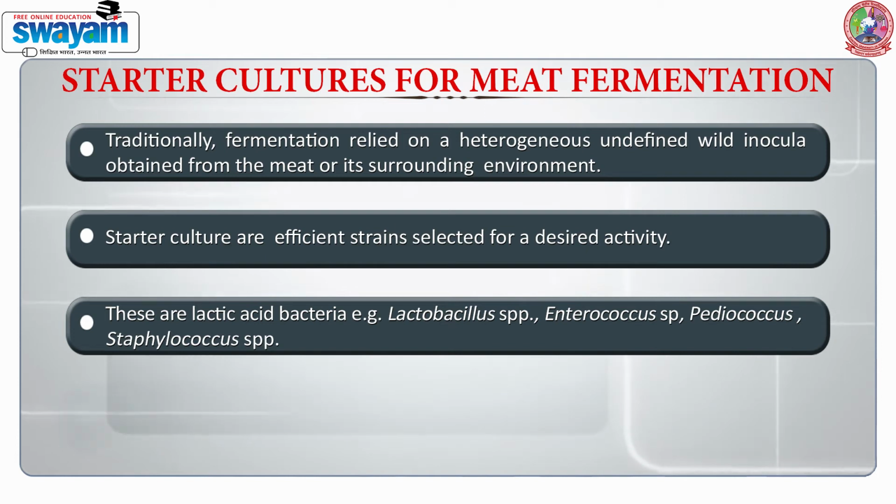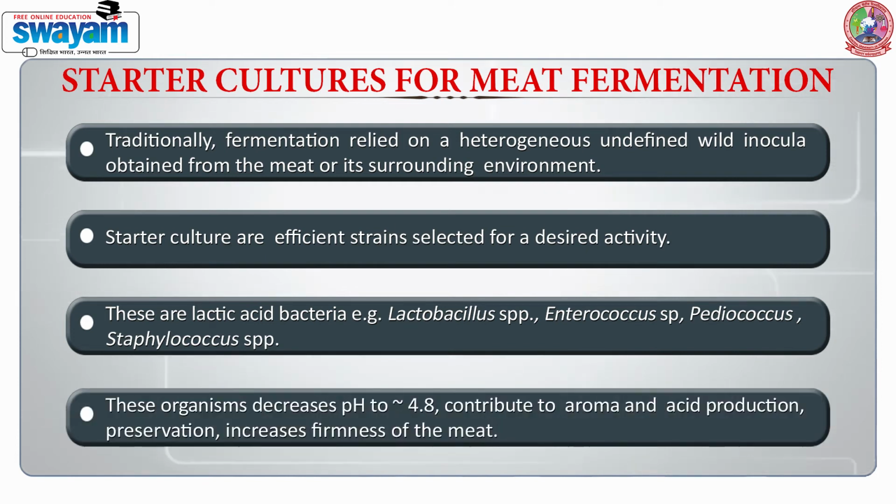The contribution of these organisms is to decrease the pH to a value of nearly 4.8, and they also contribute to the aroma of the product. They help in the preservation and increase the firmness of the meat.